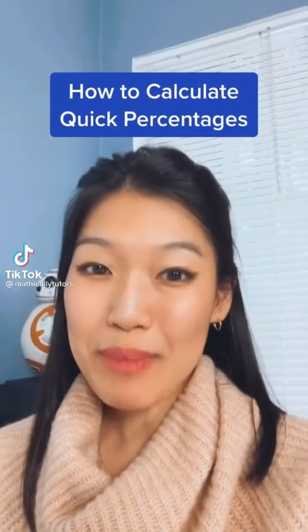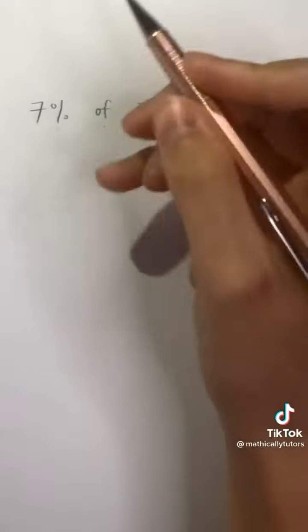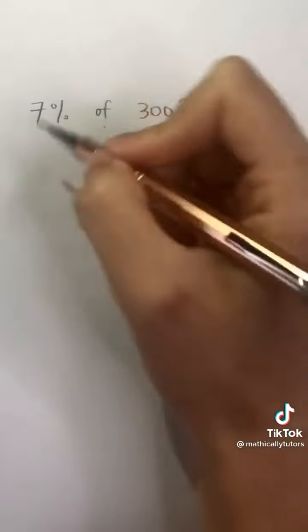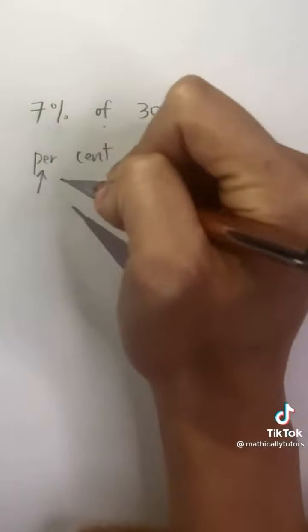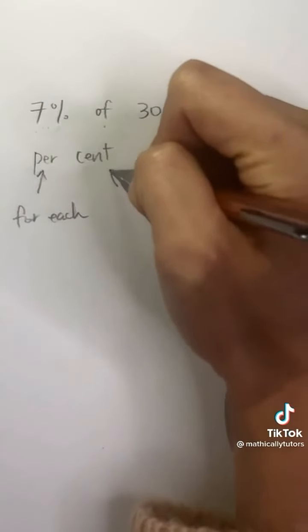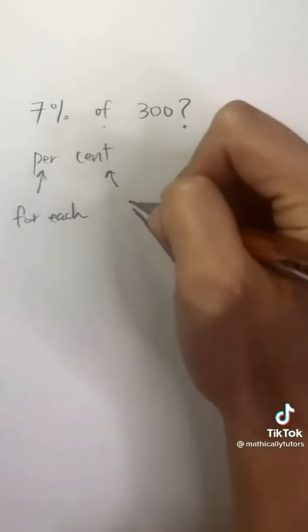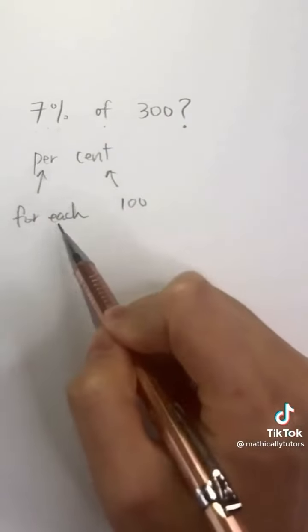How to calculate quick percentages. Let's go. So, what is 7% of 300? Well, in order to do this, we have to know what percent means, so let's break this word up. So, per and cent. So, what does per mean? Per means for each. And cent is a Latin root word that actually means 100. So, in the word percent, it literally means for each 100.